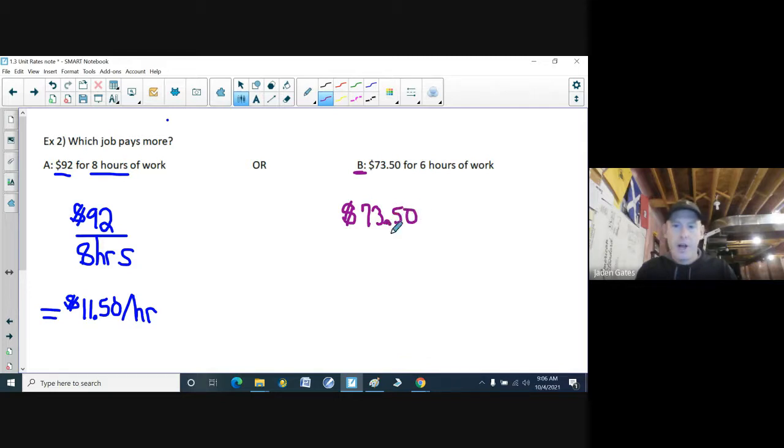All right, on the top, and I've got 6 hours on the bottom. So let's see here. I take my 73.50, I divide it by 6, and this time I'm getting 12.25. All right, and again, the units up top is dollars. Division is per. And we had hours on the bottom.